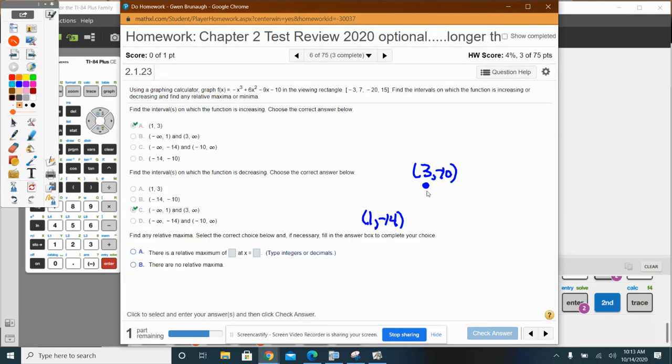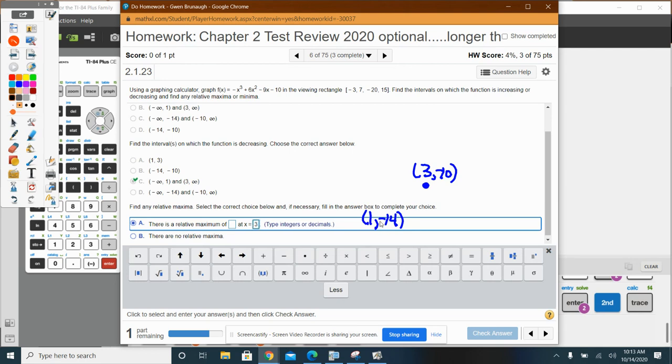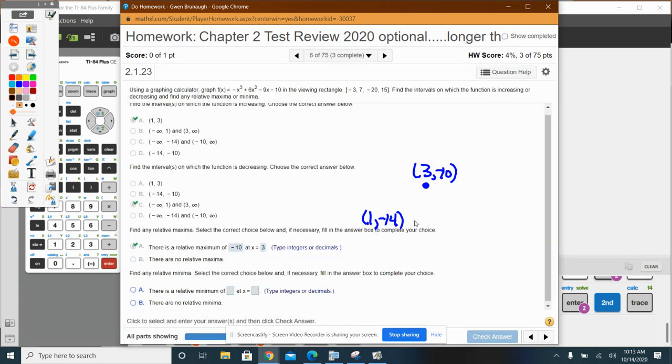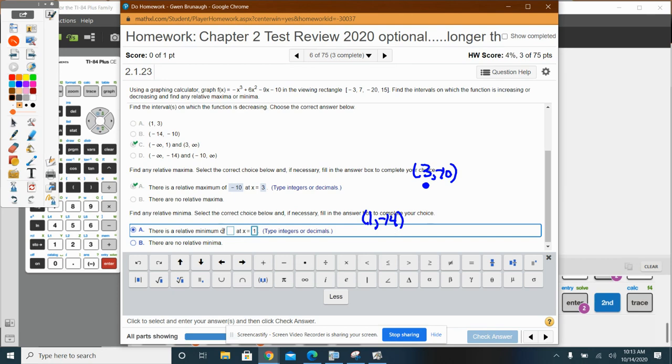Where was the relative max? The relative max was right here. We got that from second calculate maximum. X equals 3, and the maximum value was -10 there. And there was a minimum on this one. That minimum was x equals 1, and we're going to use the y value in the first spot of -14.